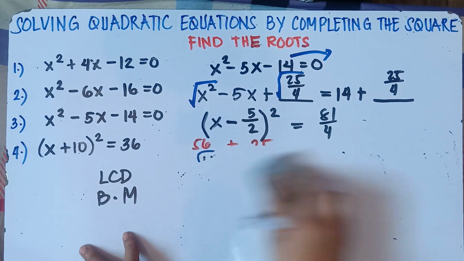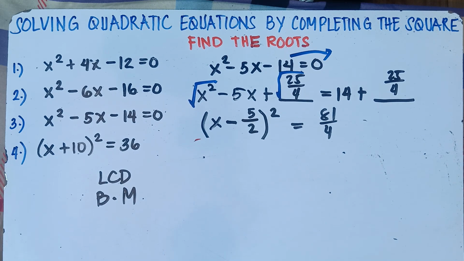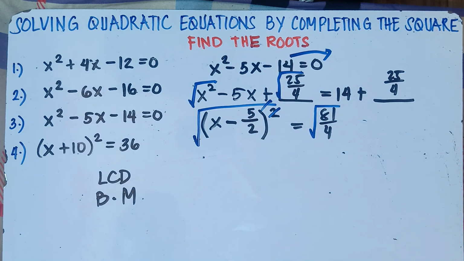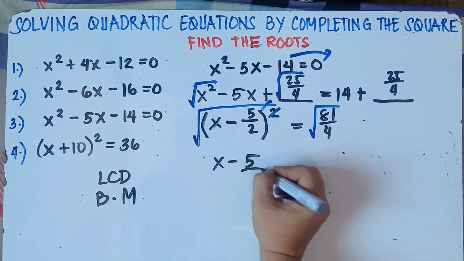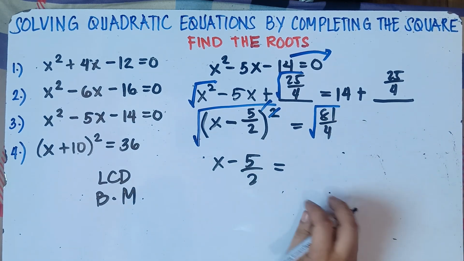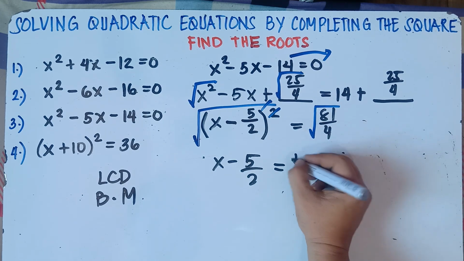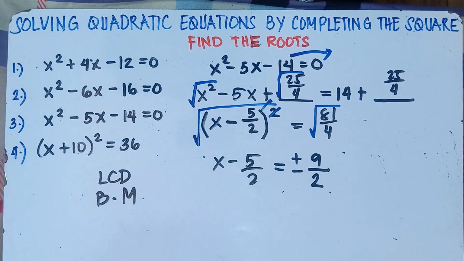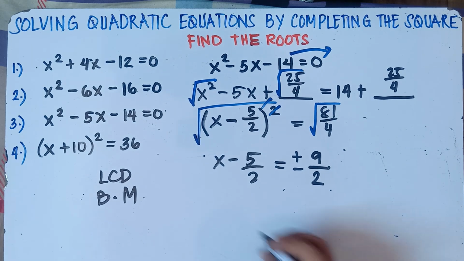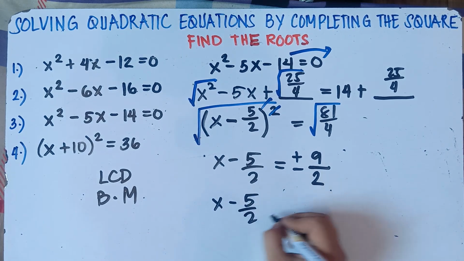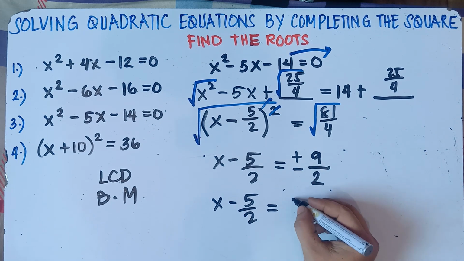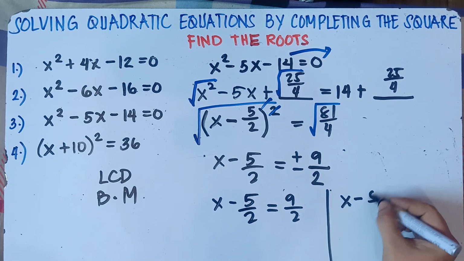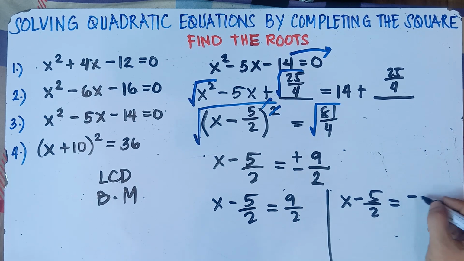Alright, so once you get this one, class, to get the value of x, you extract the square root of both sides so that we can cancel this out. So this will be x minus 5 over 2 equals the square root of 81, that's 9. So we have positive, then negative, square root of 81, that's 9. The square root of 4, that is 2. And then we separate, class. So this will be x minus 5 over 2 equals, let's start with positive 9 over 2. And the other one, x minus 5 over 2 equals, let's have negative 9 over 2.